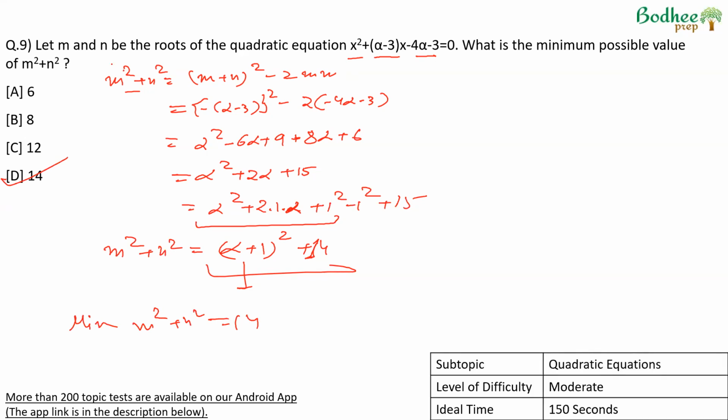Basic minimization, the only point is we should be able to see that we have to minimize the quadratic expression. So I'm saying moderate. Depending on the method that you choose to make it a perfect square or minimize the terms might take time, and therefore about 2.5 minutes to solve.